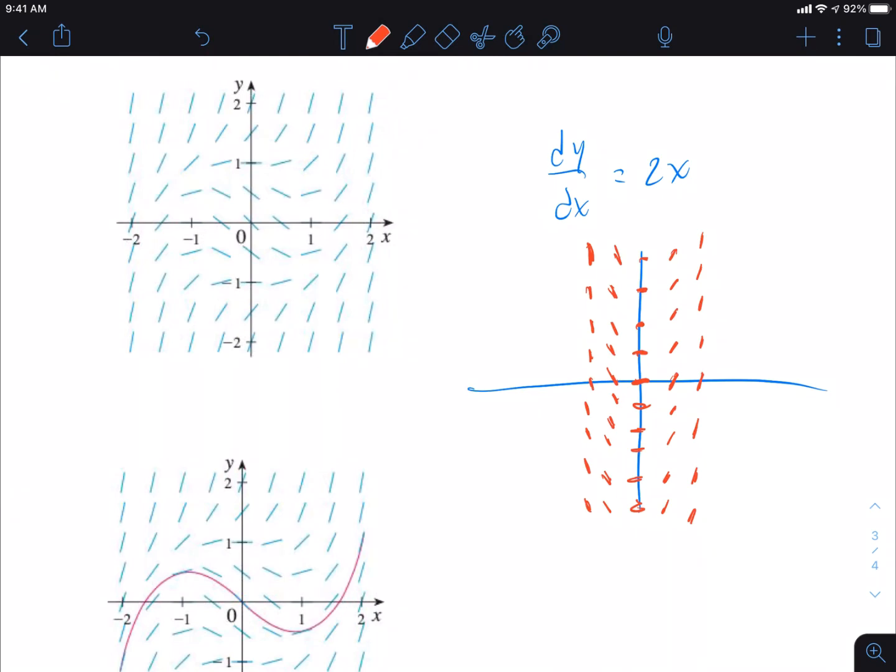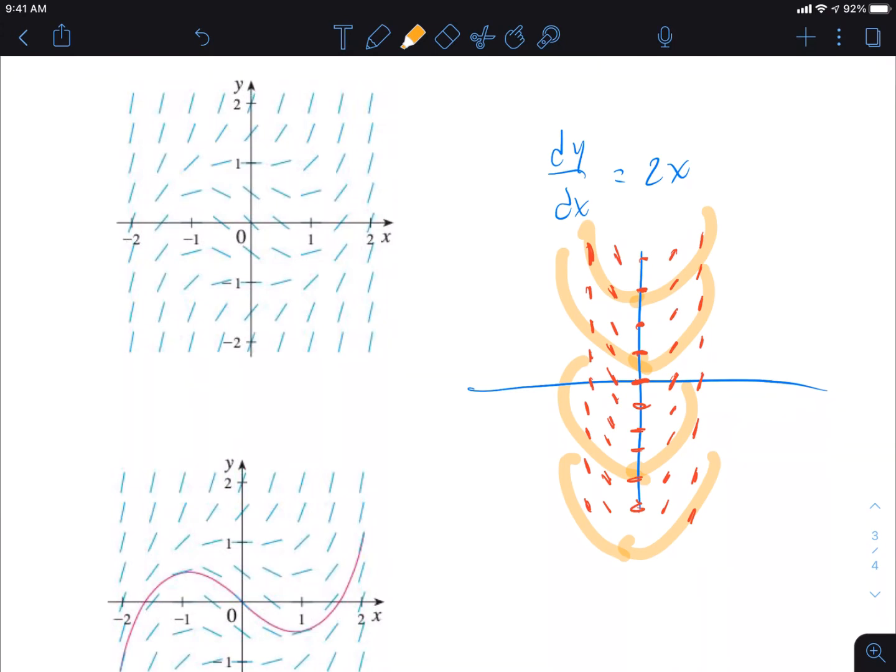Right? And it's just going to keep blowing up and blowing up and blowing up. The initial condition for this problem is really just going to impact where that parabola is. Does that make sense?